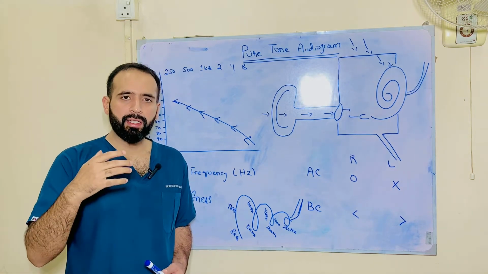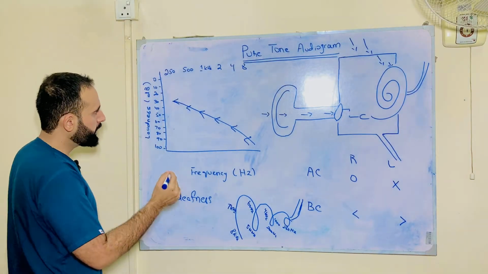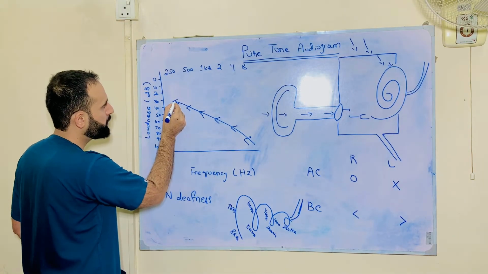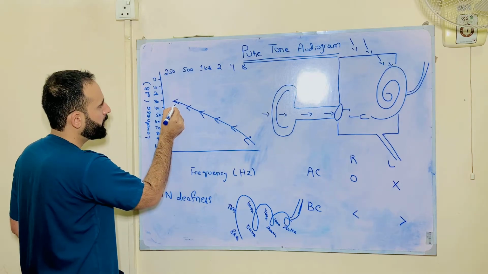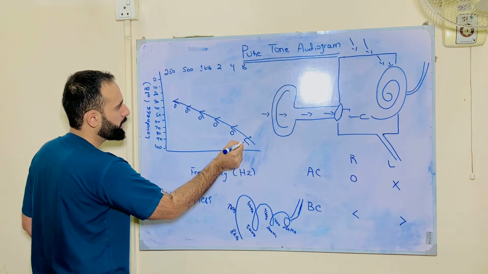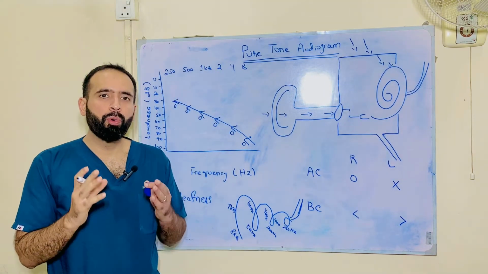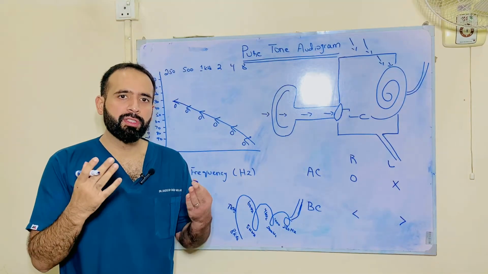Now, another question I get asked from my students is, what will happen to air conduction? So the air conduction, again, is either going to be completely overlapping it or slightly below it. The air conduction can never go above the bone conduction. Why? Because bone is a better conductor of sound.